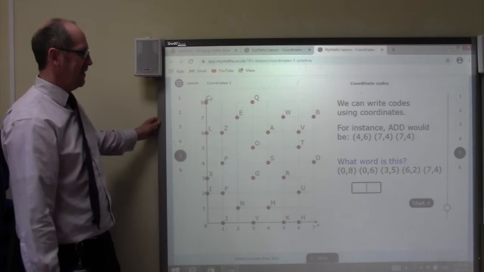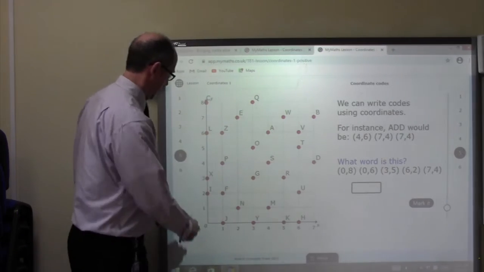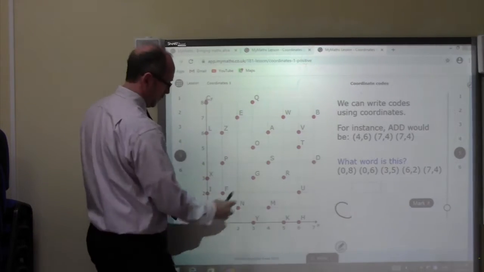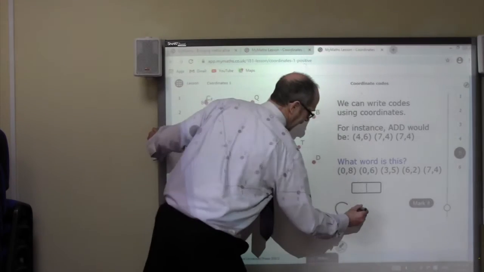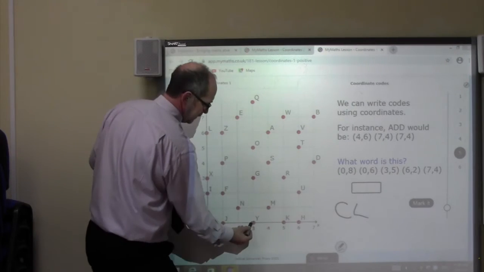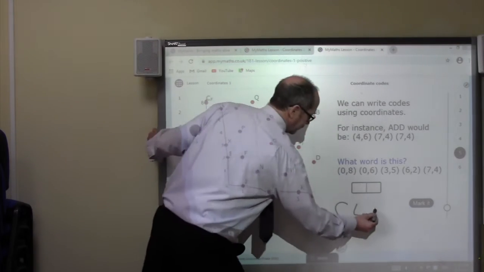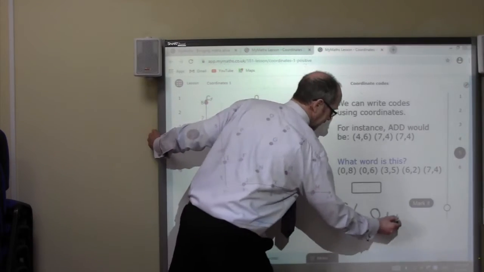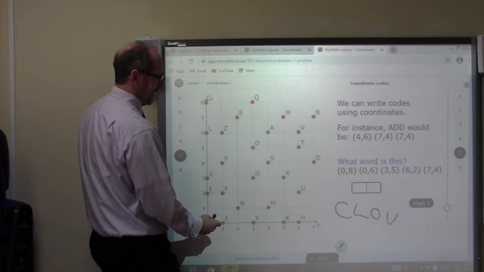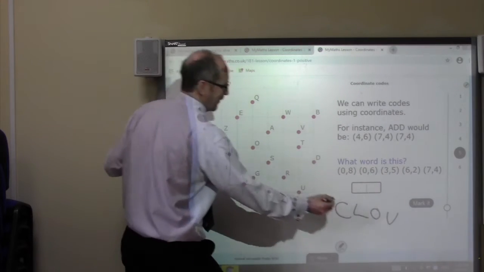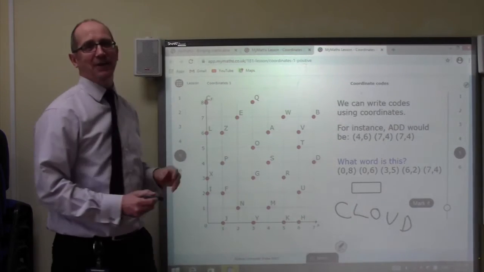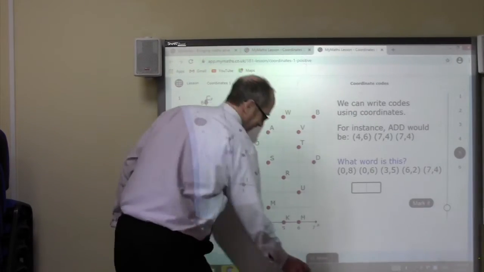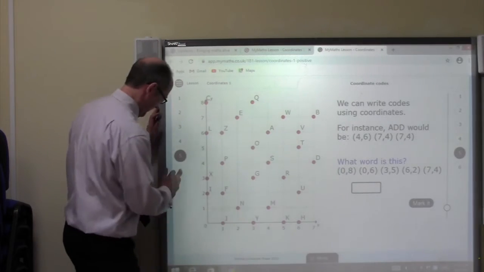Well, what word is this? So we've got 0 along, 8 up, which is a C. Then we've got 0 along, 6 up, L. 3 along, 5 up, which is an O. 6 along, 2 up. Have I done something wrong? I need to make a word. Oh no, it is. 7 along, 4 up is a D. So the word is cloud. I was worried then it didn't make sense. Right, so we're happy with those? Any problems? Great, thank you.